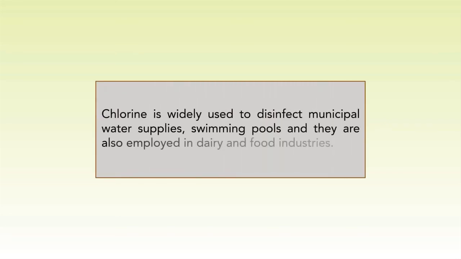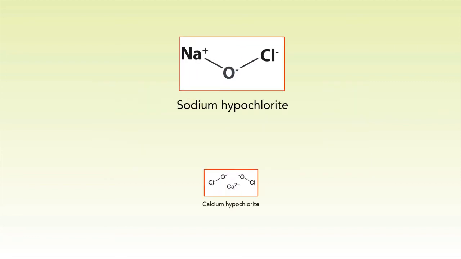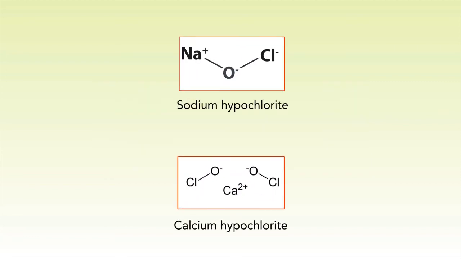Chlorine is widely used to disinfect municipal water supplies and swimming pools, and it is also employed in the dairy and food industry. It is used as sodium hypochlorite and calcium hypochlorite. The mode of action of chlorine is that it carries out oxidation of the cellular materials and destruction of vegetative cells of bacteria and fungi, but not spores.